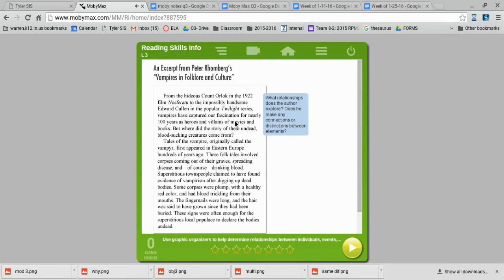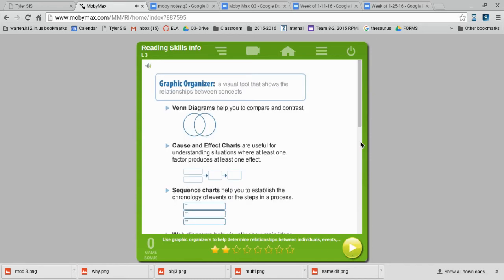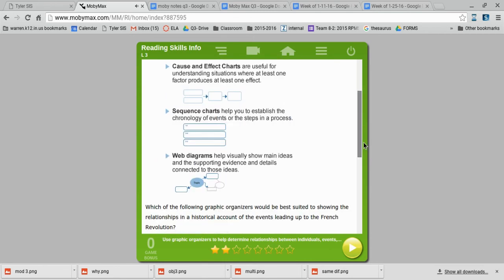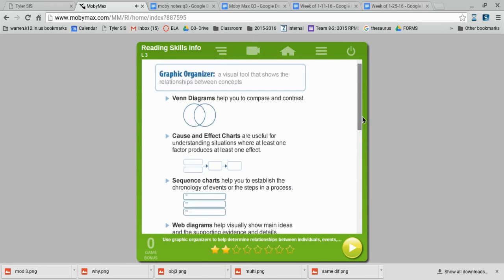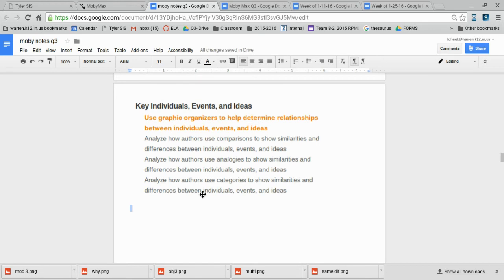And then they'll actually look at an excerpt from Peter Romberg's, which the students would continue. In this lesson, you will learn how to use graphic organizers to determine relationships between key individuals, events. Which of the following graphic organizers would be best suited to showing the relationships in a historical account of the events leading up to the French Revolution? So I would use Snagit, take a screenshot, and paste that in my notes.